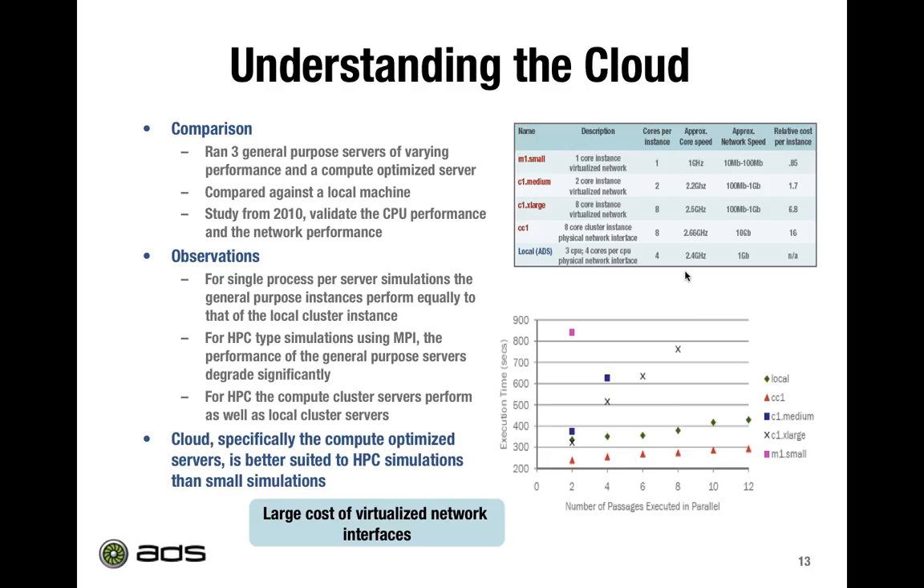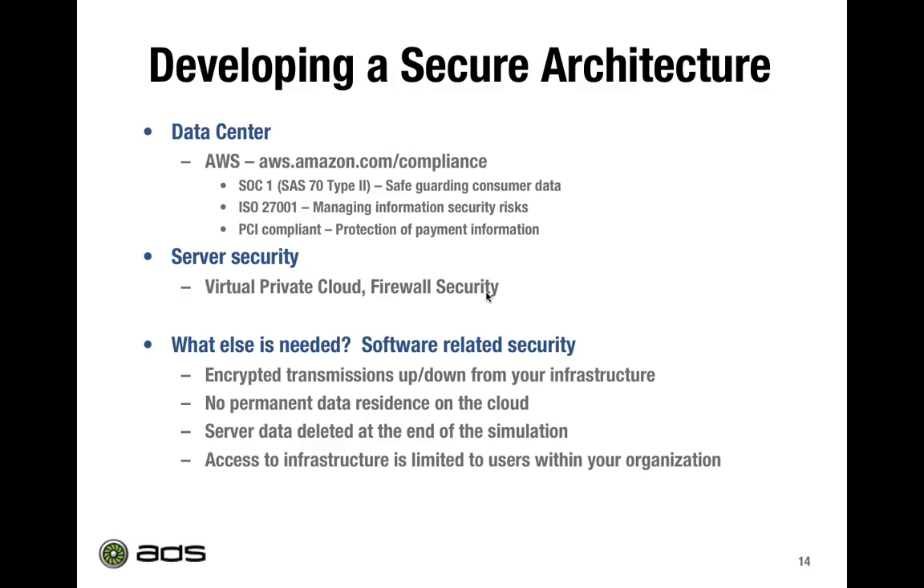But when we move to HPC type applications, such as those using MPI, large parallel processing, the performance of these general purpose servers really degrades significantly, more than you would expect from just a ton of computations going on. What we discovered was that there was a large loss in performance when doing parallel computation, as all the communication had to go through these virtualized network interfaces. The cost was so significant that it made HPC applications on those machines pretty much not usable, right?